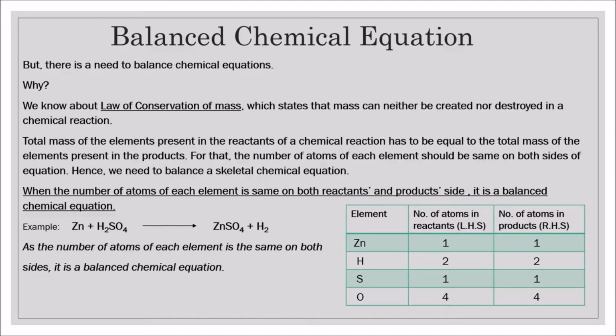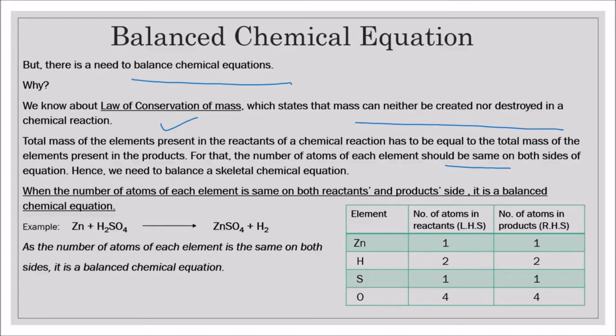What is a balanced chemical equation? Whenever there is a skeletal chemical equation, there is a need to balance those chemical equations. Why? Because of the law of conservation of mass. It states that mass can neither be created nor destroyed in a chemical reaction. So the total mass present in the reactants has to be equal to the total mass present in the products. And for this, the number of atoms of each element should be the same on both sides of the equation. So we need to balance a skeletal chemical equation.